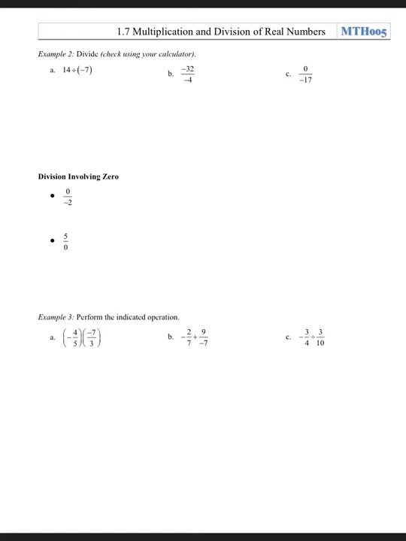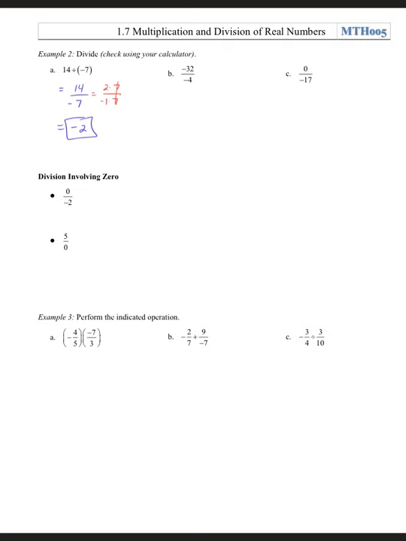Okay, so divide, check using your calculator. The first one, 14 divided by negative 7. You could also set this problem up as a fraction, 14 over negative 7. That way you can see it in a vertical and a horizontal format. If you have 14 divided by negative 7, we're left with a negative 2. If you're unsure, you can do a tiny bit of work here. You could do 2 times 7 is 14, and this could be a negative 1 times 7. The 7's cancel. 2 over negative 1 would be negative 2.